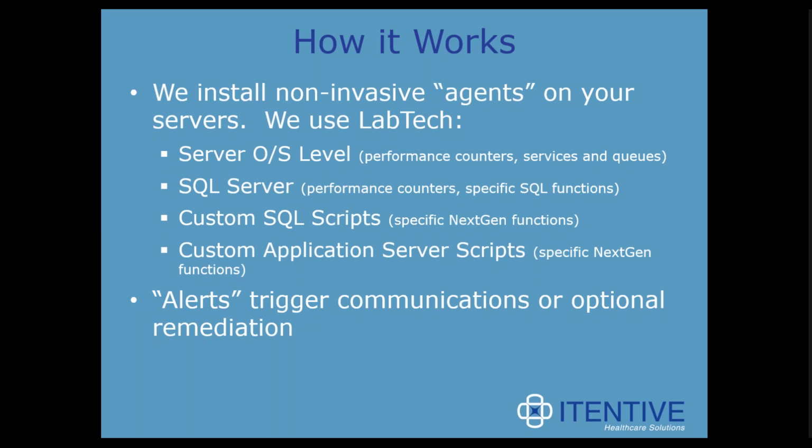These agents look at the server OS level, so they look at performance counters, the services on the servers, and various queues. They also look at the SQL server, from performance counters as well as specific SQL functions. Then we've written customized SQL scripts. We use PowerShell to do that, and we've written specific scripts for NextGen functions, which is where we hope you'll see the value mostly in this environment. And then we've written some custom application server scripts specific to NextGen functions. These alerts then trigger communications or optional remediation, and I'll get into a little more detail as we go along.